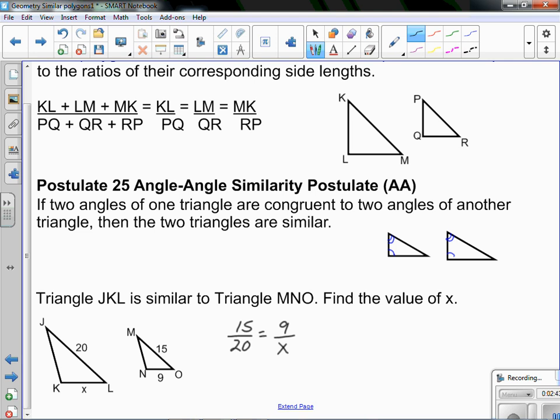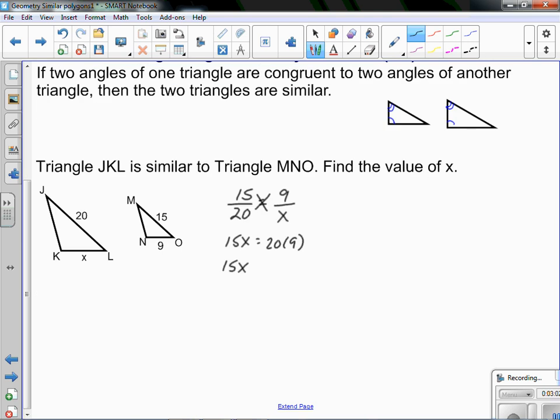once we got the proportion set, then we know that if we cross multiply, those products are going to be the same. So 15X is going to be equal to 20 times 9, or 15X is going to equal 180. Divide both sides by 15 to solve for the X. And our missing side is going to be, what is that, 12?